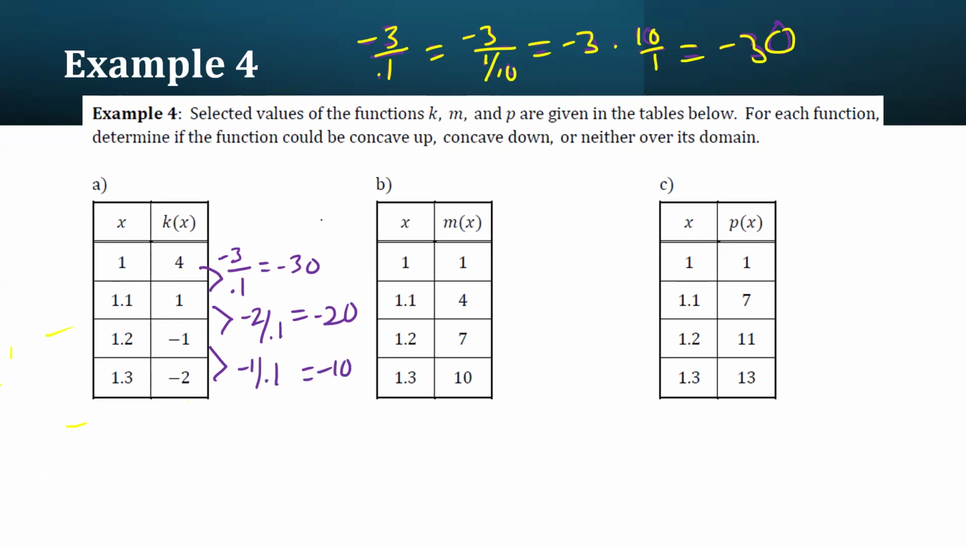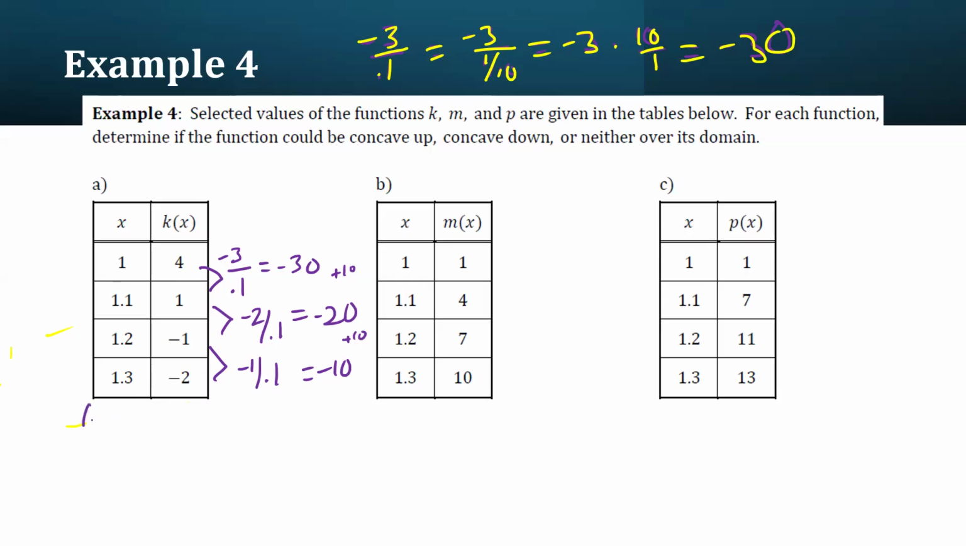All right, so what's happening? It's quadratic, and what is it doing though? It's concave up. Why is it concave up? It's increasing. I'm adding 10 every time. You're getting out of debt, right? I owed you negative 3. I paid you 10. Now I owe you negative 20. I paid you 10. Now I owe you negative 10.